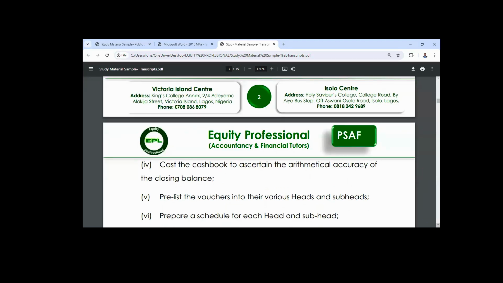Number five step is to pre-list the voucher. You break down the voucher into various heads and sub-heads.